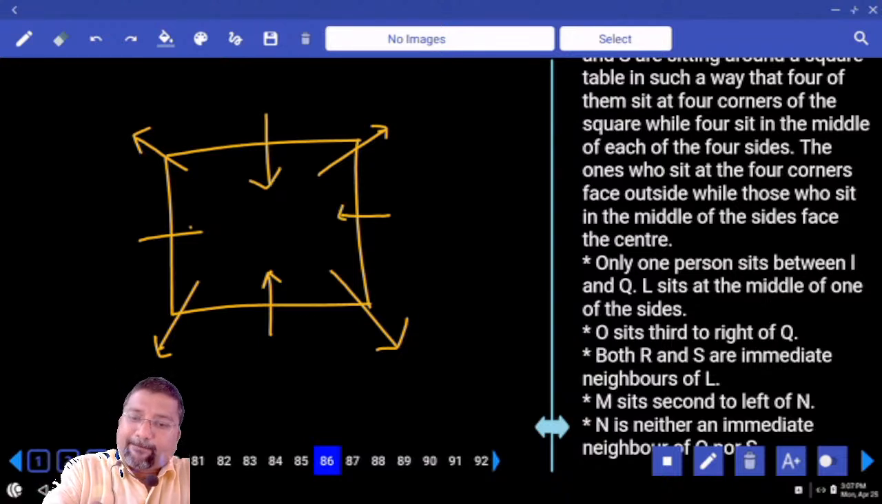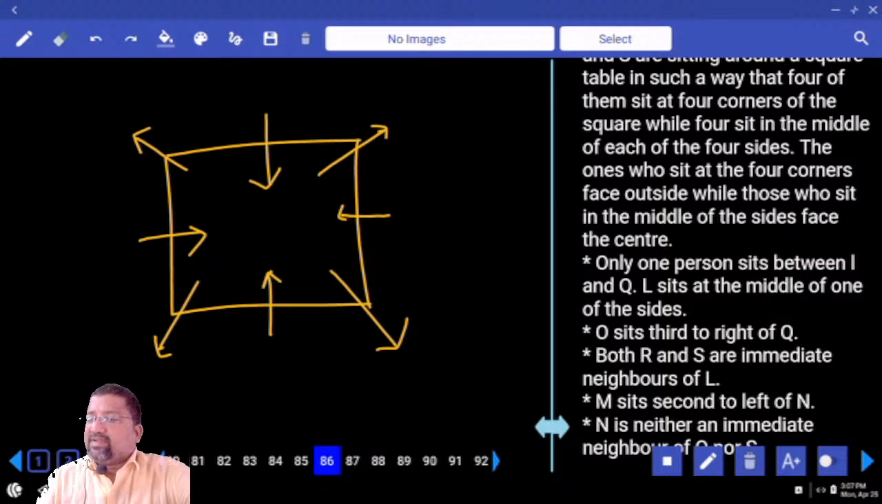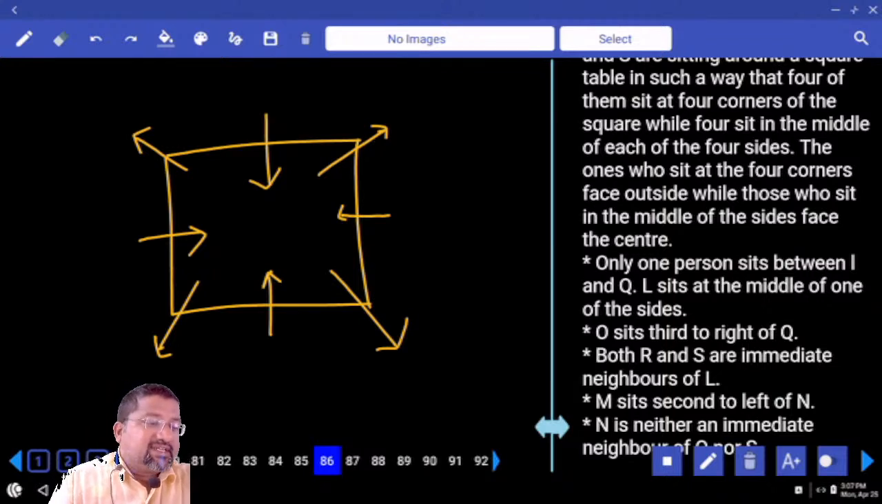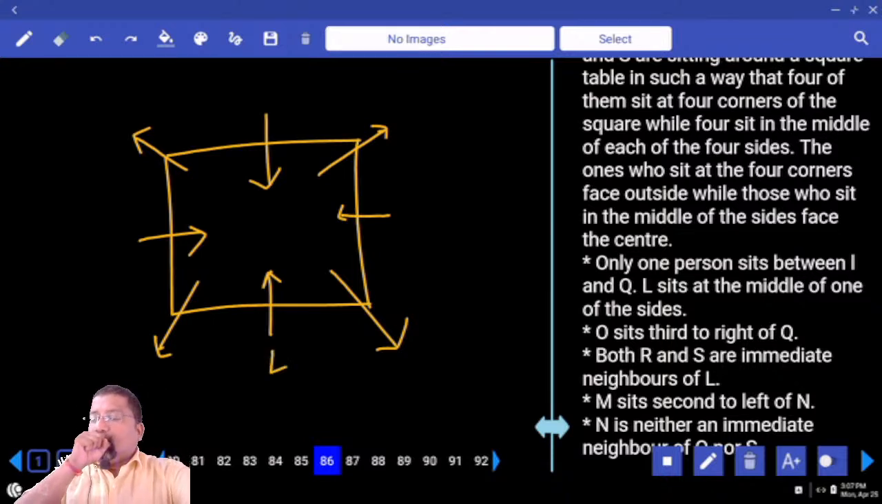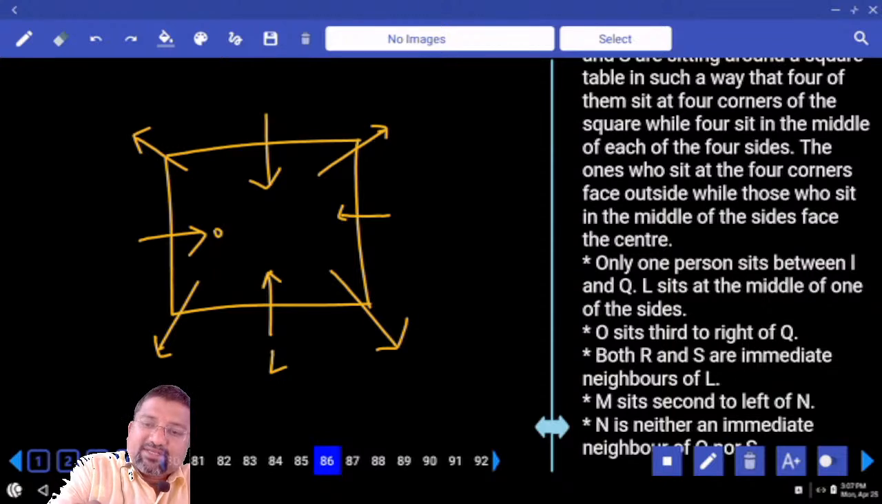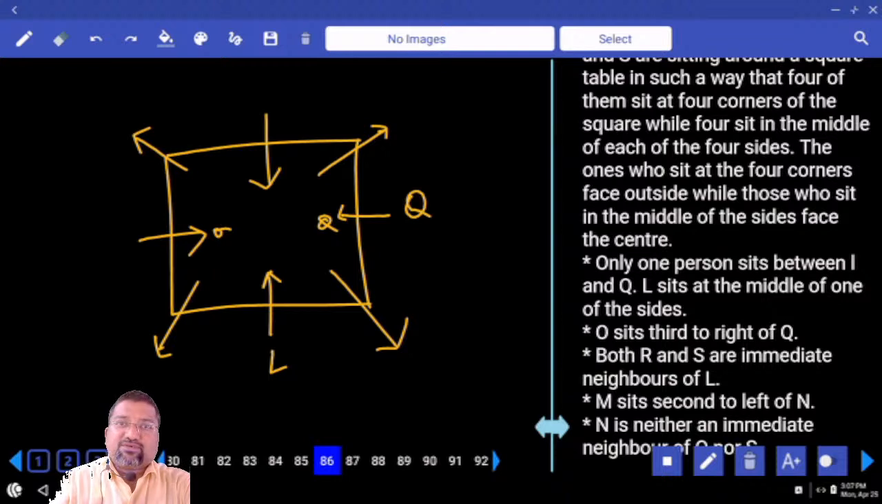Only one person sits between L and Q. L sits at one of the middle of the sides. One person between L and Q. Either this is Q or this is Q. First I'll try this. Because it is a very small question, don't split it into 2 cases. Go with any one of the given cases. And this is what I've been telling you for many days. O sits third to the right of Q. This is O. O is sitting third to the right of Q.